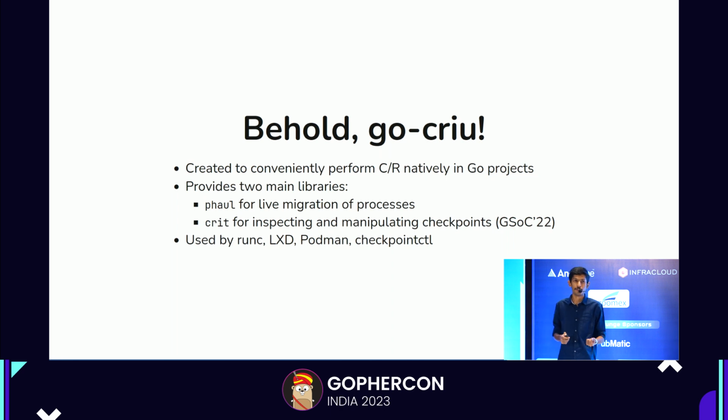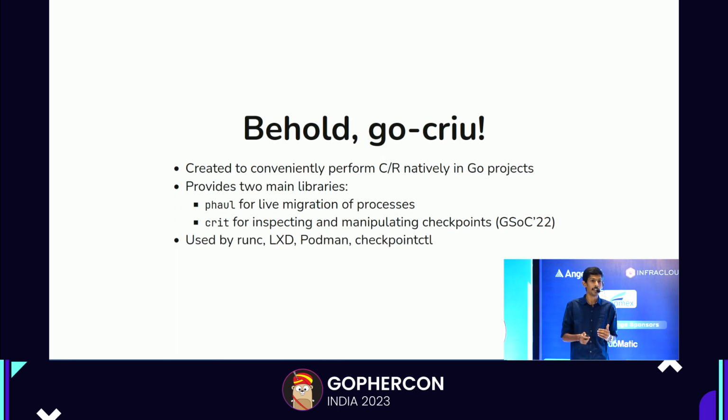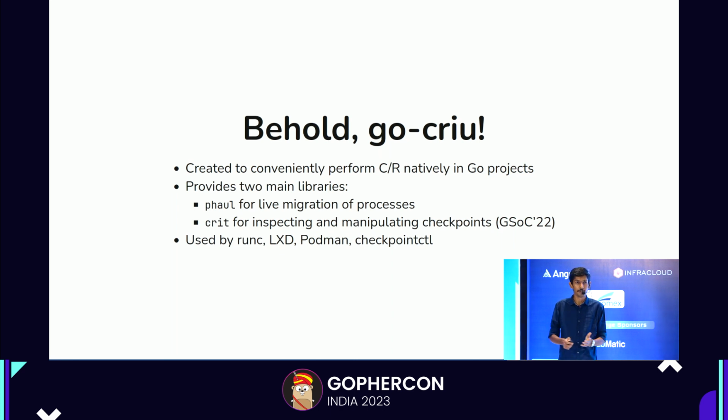And the second library that's offered under GoCRIU is crit. This was the library I developed during Google Summer of Code 2022. It's a Go library that allows you to manipulate and inspect an existing checkpoint along with its images. So what do I mean by this? Let's say you checkpointed a process, and you want to do some fiddly stuff with it. The next time you restore it, you don't want it to open the TCP connection that it opened the last time. You want to restore it with a different set of files that it's accessing compared to what it was accessing previously. Or maybe you don't want it to have access to certain memory locations that it previously had access to. So crit allows you to do that from within your Go code.